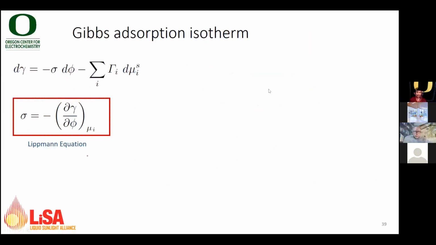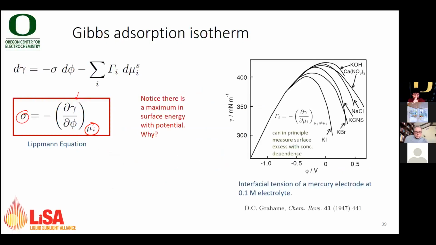Here it is again. If I have constant chemical potential of all my species, then sigma, charge density, is just the change in surface energy as a function of applied bias. So this is actually really cool. In the old days, people actually measured this a long time ago. Graham did all the really key work here. They had these systems where they'd look at electrowetting of metals by electrolyte, and they change the potential, and they just measure the amount of wetting, and they measure the surface energy.